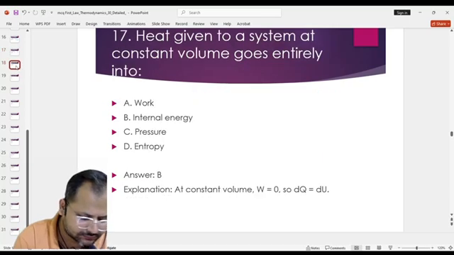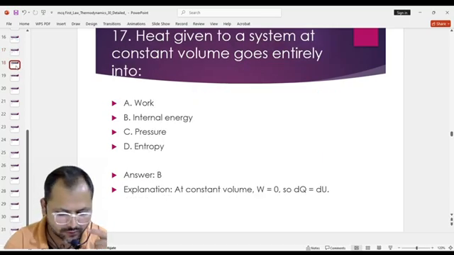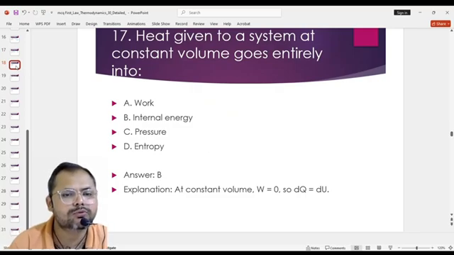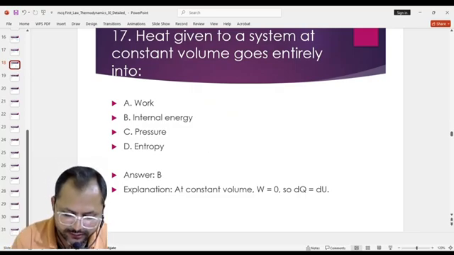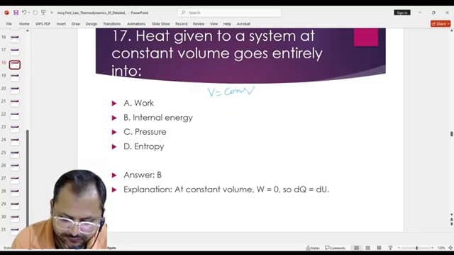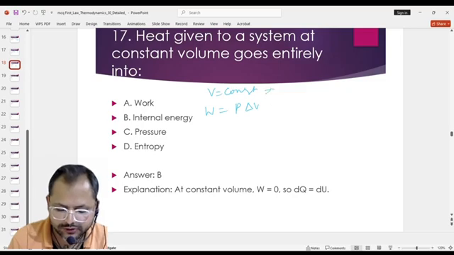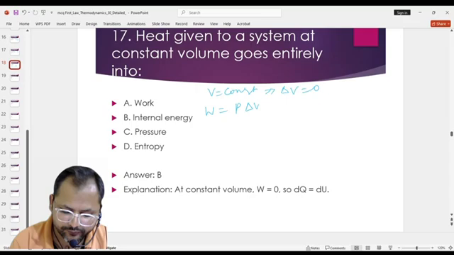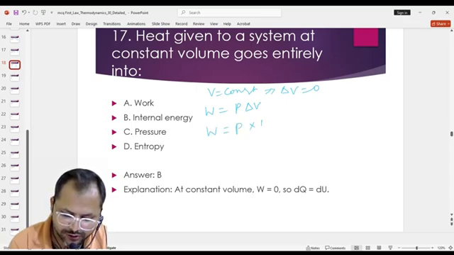Next question. Heat given to a system at constant volume goes entirely into... Constant volume. The volume is constant. So work done equals pressure into change in volume. Volume is constant, so change in volume equals zero. There is no change in volume. So work done is also equal to zero.